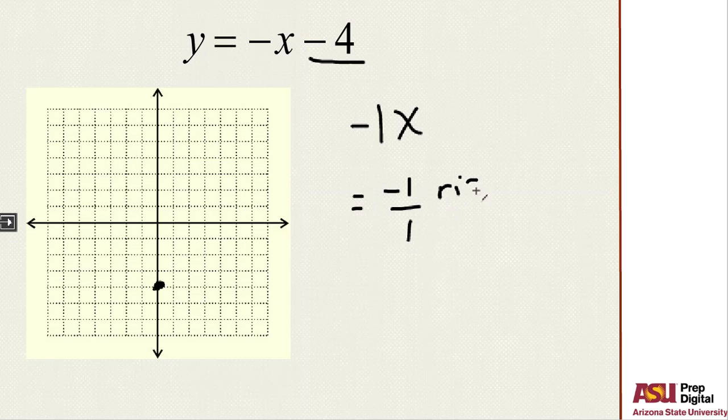So my rise is actually down 1 since it's a negative, and then over 1. So I go down 1 over 1, down 1 over 1. I can also do the opposite if I want to draw a few more points. And there's my graph.